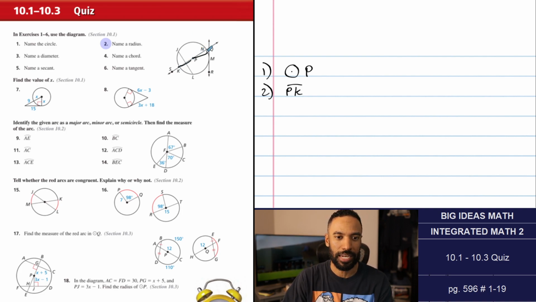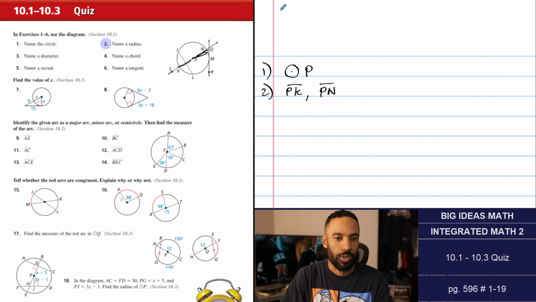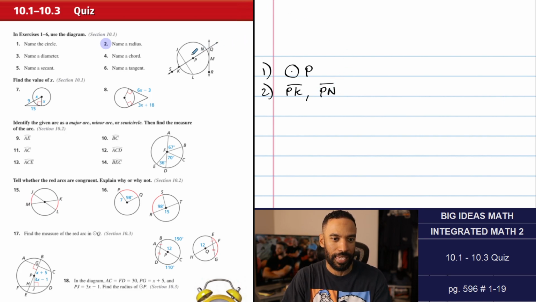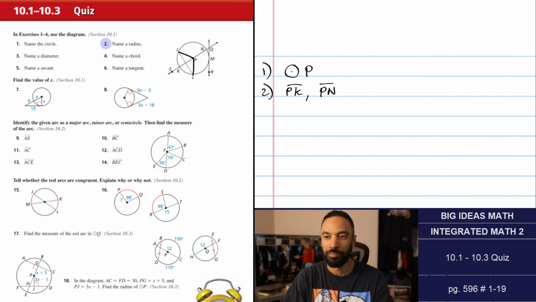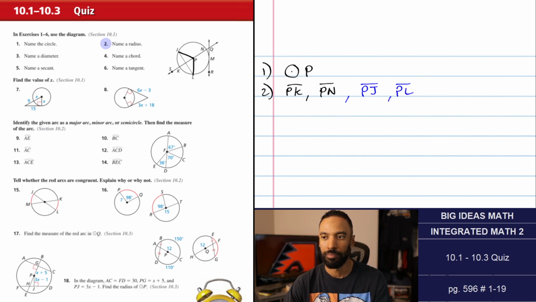Also, we can do from P to N. Sorry, that's not very well drawn. But from P to N, that would be another radius. You could make up other radii here. It says name a radius. It doesn't have to be a segment that's drawn. You could make one from P to J, from P to L, from P to another made up point. So in a superfluous way, from P to J and from P to L can also be done. All those kinds of things can work for number 2.